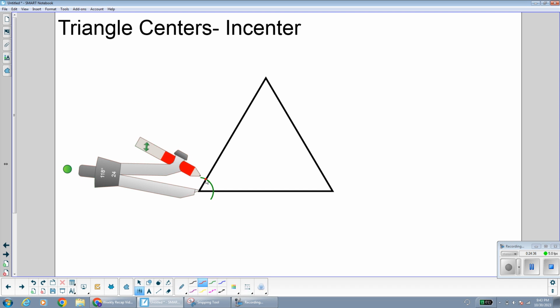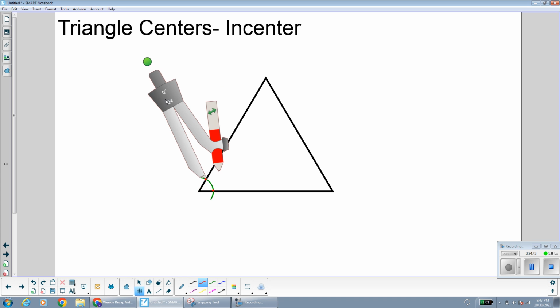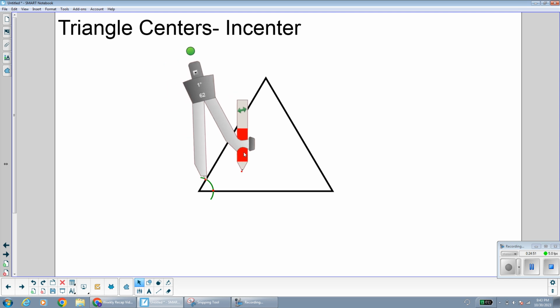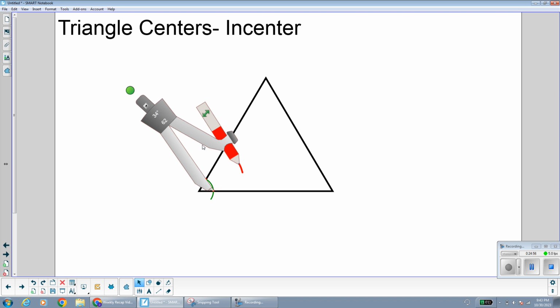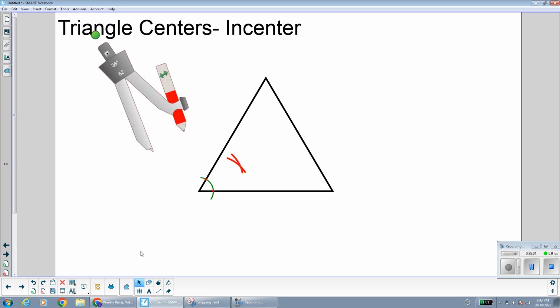And now we're going to put our compass on the 2 intersection points. Doesn't matter how far you open. I'm going to open a little bit more, and I'm going to make an arc. And then we just need to go over to the other intersection point and make the same arc. From the vertex through the intersection point, we're going to make our bisector.